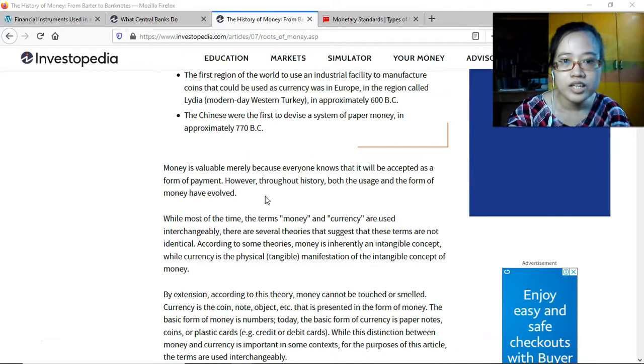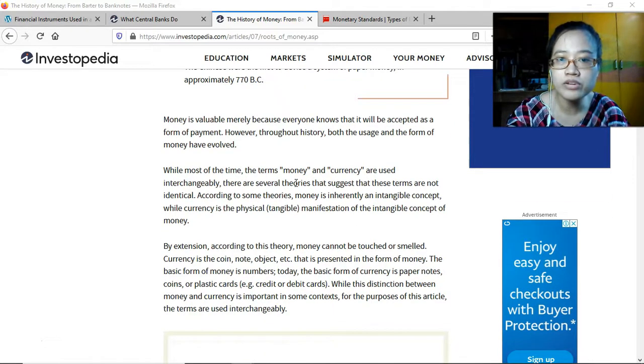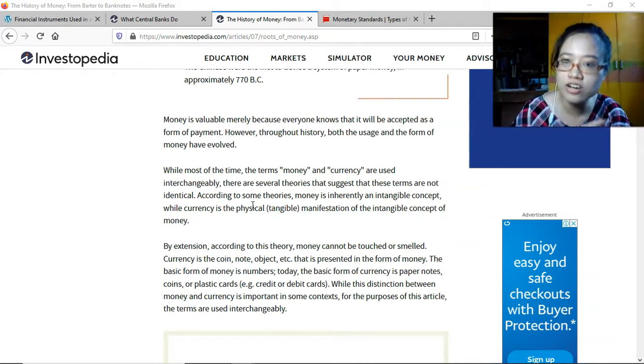However, throughout history, both the usage and the form of money have evolved. While most of the time the terms money and currency are used interchangeably, there are several theories that suggest that these terms are not identical. A currency is exclusive to a particular country. Our currency here is the Philippine peso. In the US, you have the US dollar, things like that. Both are money, but they are of different currencies, right?